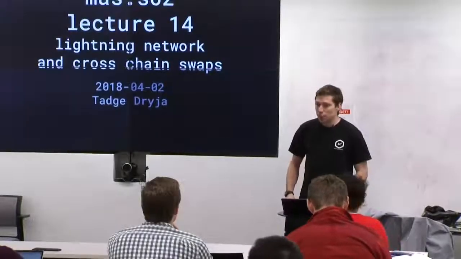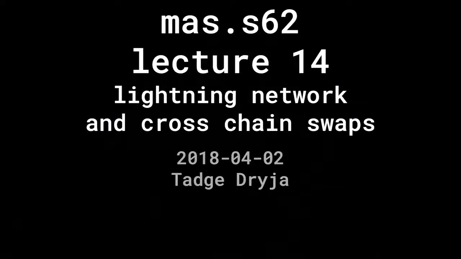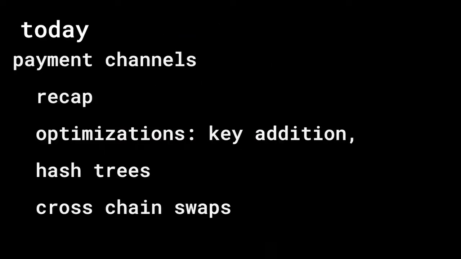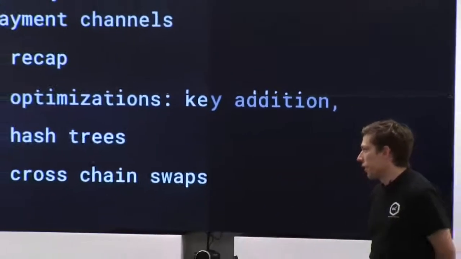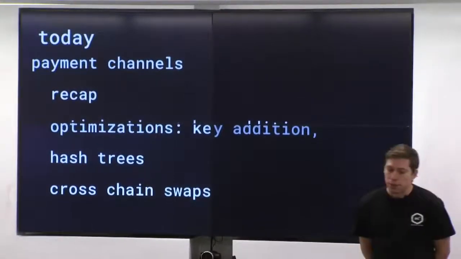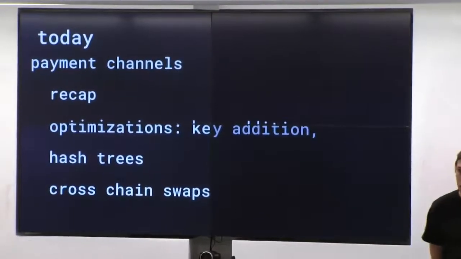Last class I talked about payment channels and Lightning Network. So today we'll talk a bit more about payment channels. We'll recap a little bit. We'll talk about some optimizations, one of which is key addition, the other is hash trees, and then we'll talk about cross-chain swaps, or cross-chain atomic swaps.